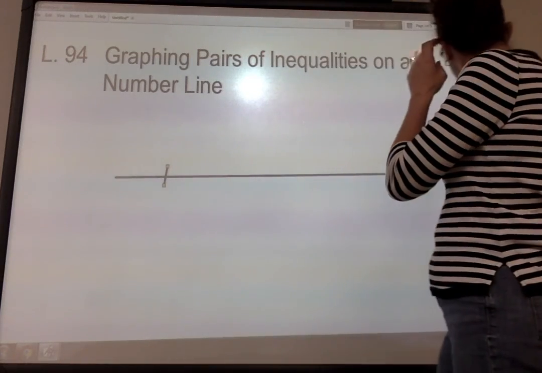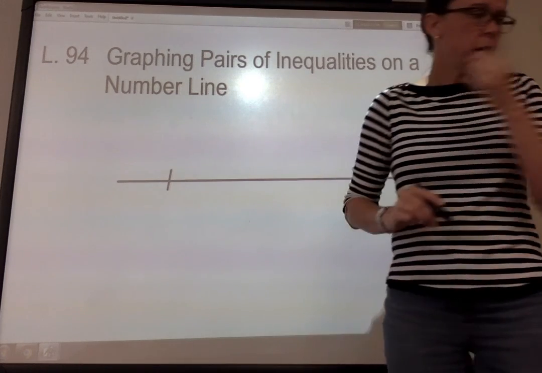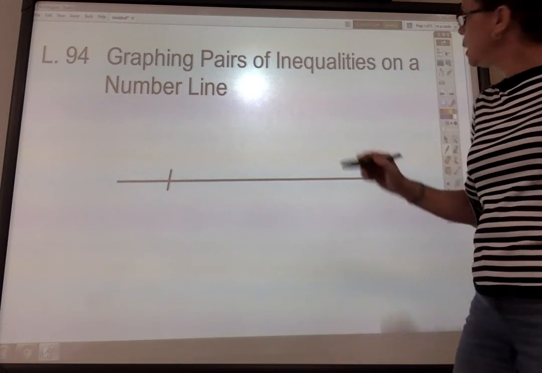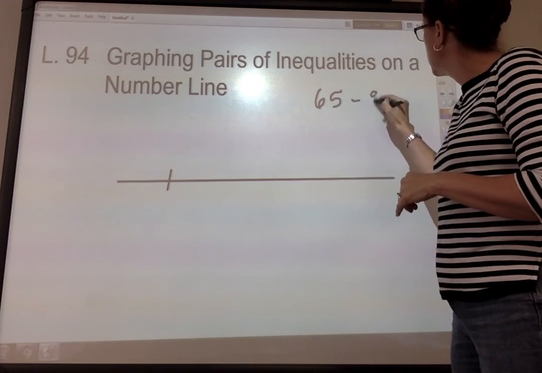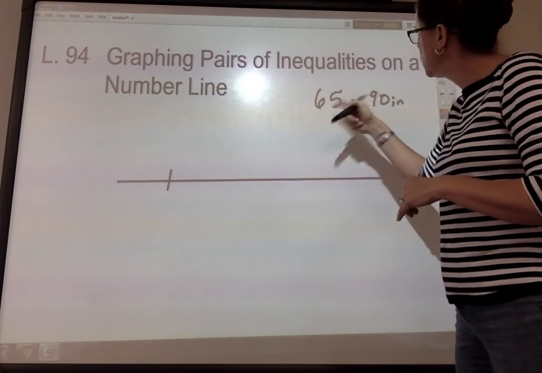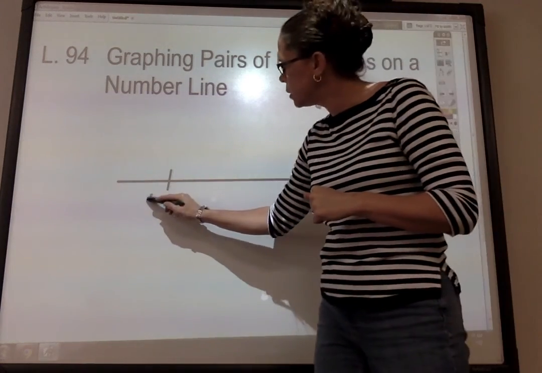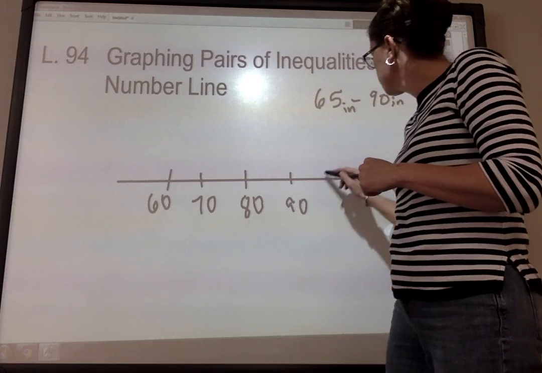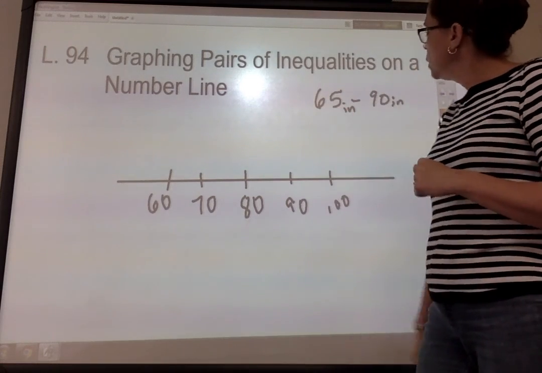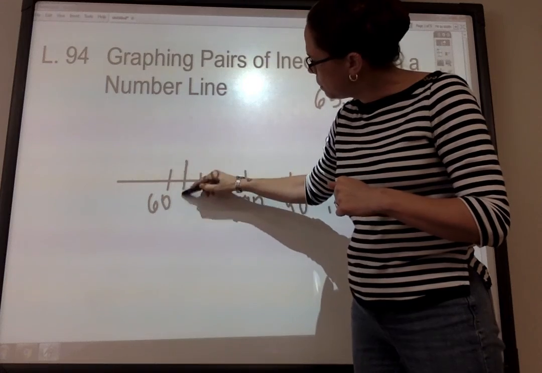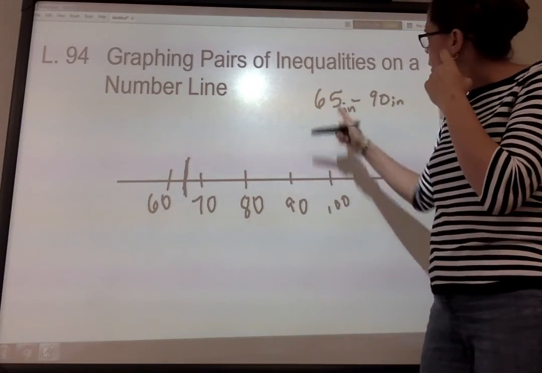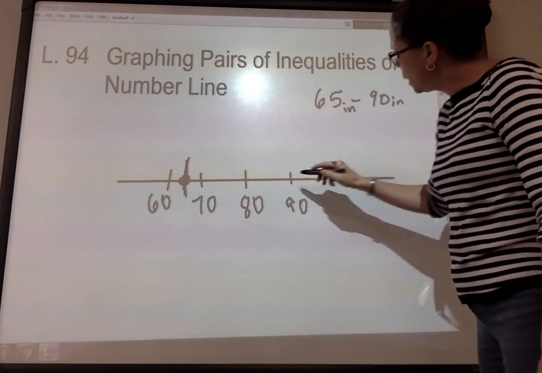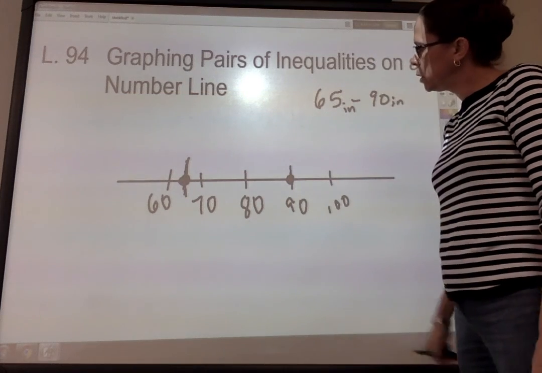I'm going to start here. We know that their heights range anywhere from 65 to 90 inches, and we're including the numbers 65 and 90. So I'm going to start down here at 60, 70, 80, 90, 100. We start our graph at 65, so I'll put a tick mark here. 65 is included, so we're going to circle it and color that circle in. We go to 90, and that one is colored in too.